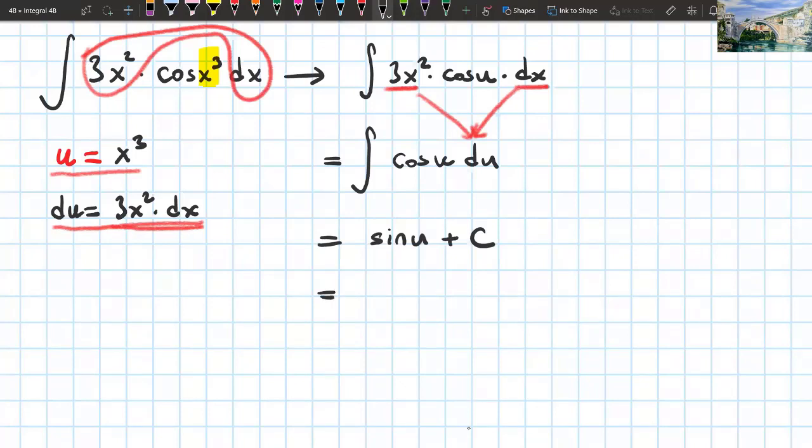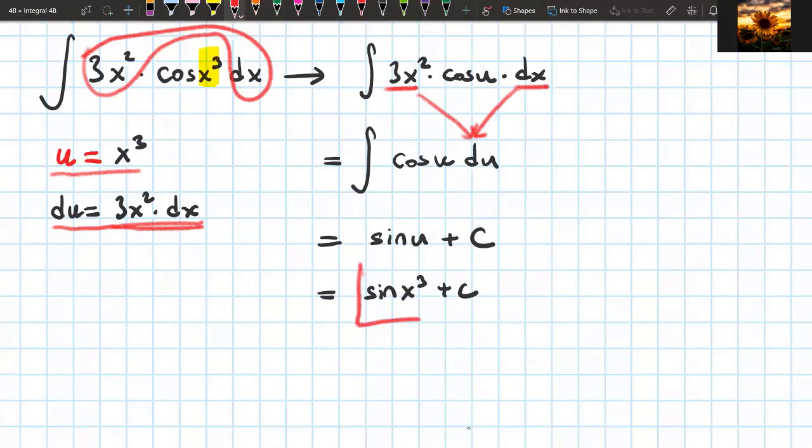Then translate back to x. It becomes sine of x cubed plus c. This is the end. Finish. So this is our integral. If you differentiate this one, you will get the given function.